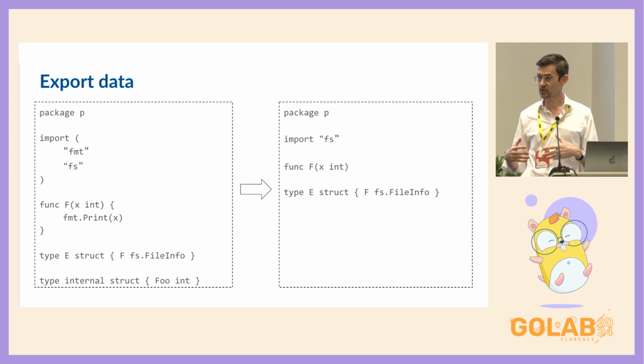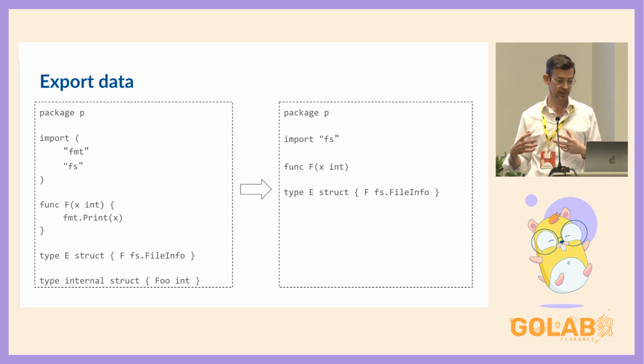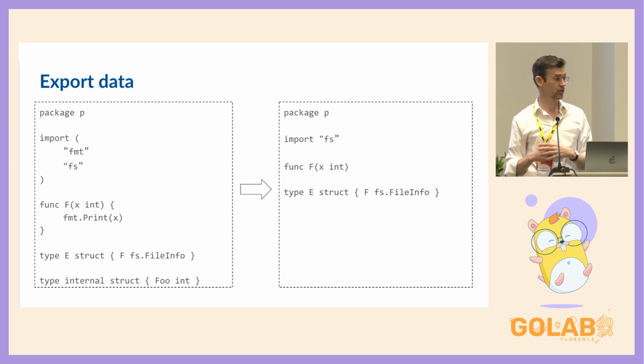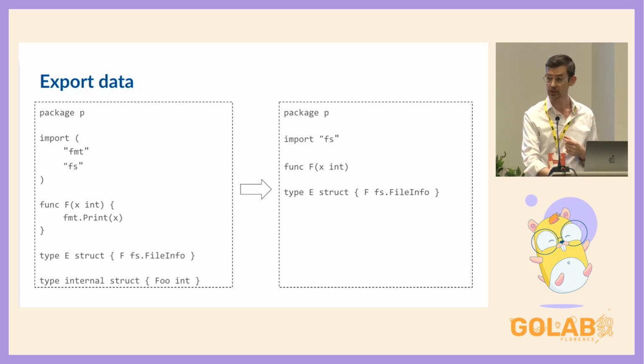So Gopls uses shallow export data. Each package records only its own information, and you may have to access some subset of the forward transitive closure of your dependencies during type checking in order to get fields and methods. But nonetheless, you typically need only a small number of those, so it was a big saving. And in fact, we may consider doing something like this during the builds too.